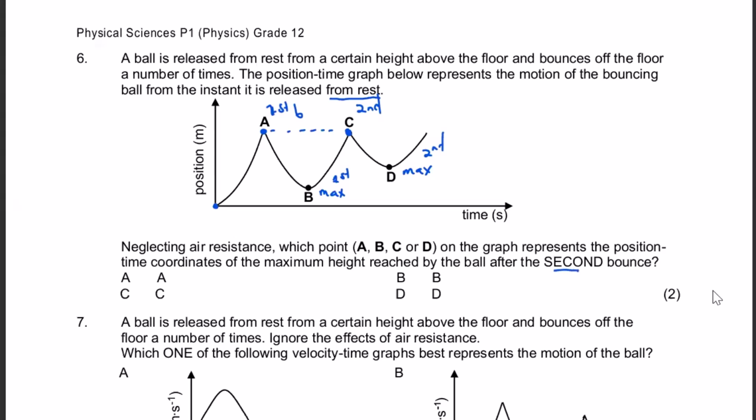So we know this is the first bounce, it hits the ground and then goes to its first maximum, which is point B. Then it moves back to the ground, and it hits the ground again. So this is our second bounce. Then it goes up to a maximum point D. So our option is going to be D. This is our maximum height after the second bounce.